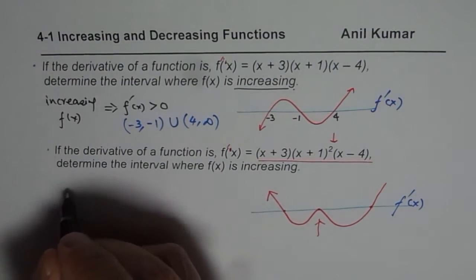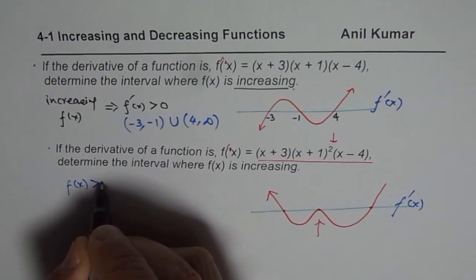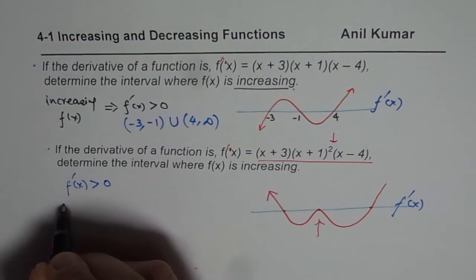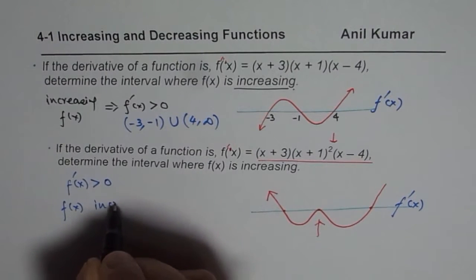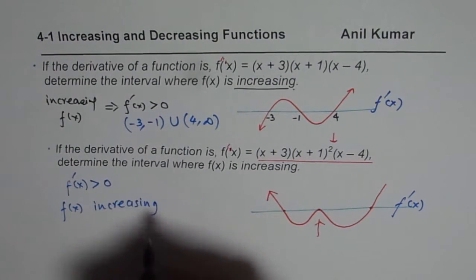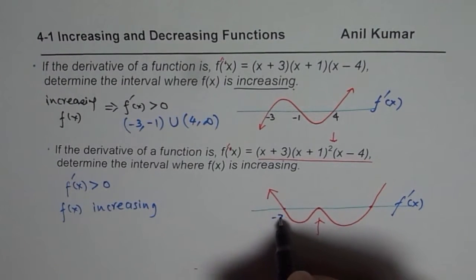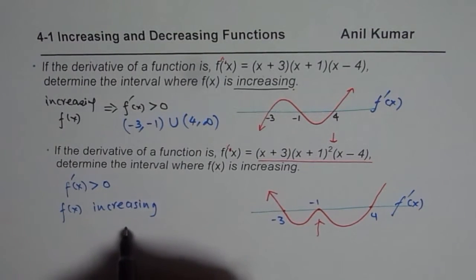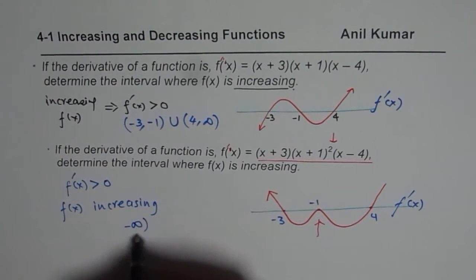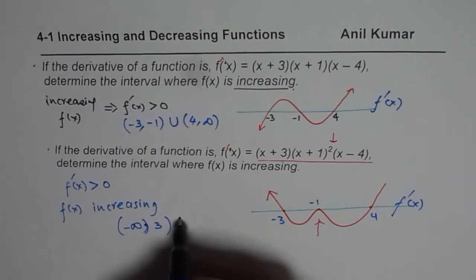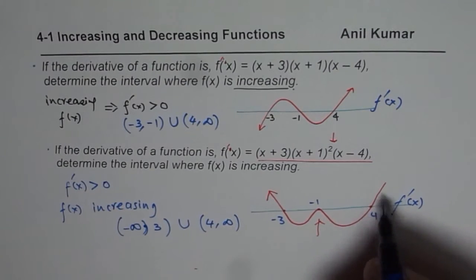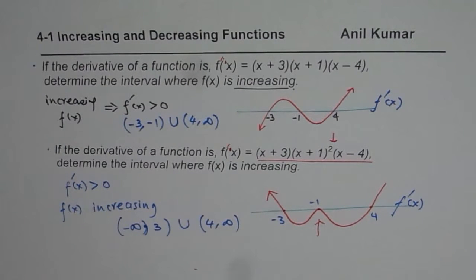Now, f dash x is greater than 0 means f of x is increasing, right? So the answer is, this point is minus 3, that is minus 1, this is 4. So minus infinity to minus 3, union minus 3... afterwards, after 4 it is positive, so 4 to infinity. These are the intervals when the graph of the function f of x is increasing.